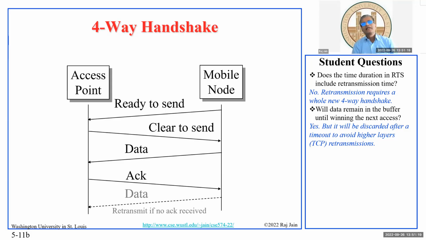Will the data remain in the buffer until winning the next access? All right. So the question is, suppose you didn't win. You said, I want to send, and you didn't win. Or there are other cases where the data will not make it. You will not get the acknowledgement. Will the data remain in the buffer? Yes. The transmitter will keep it in the buffer and will retry again. If it doesn't get the ACK, it did the 3 steps, but it didn't get the ACK, it has to start again.